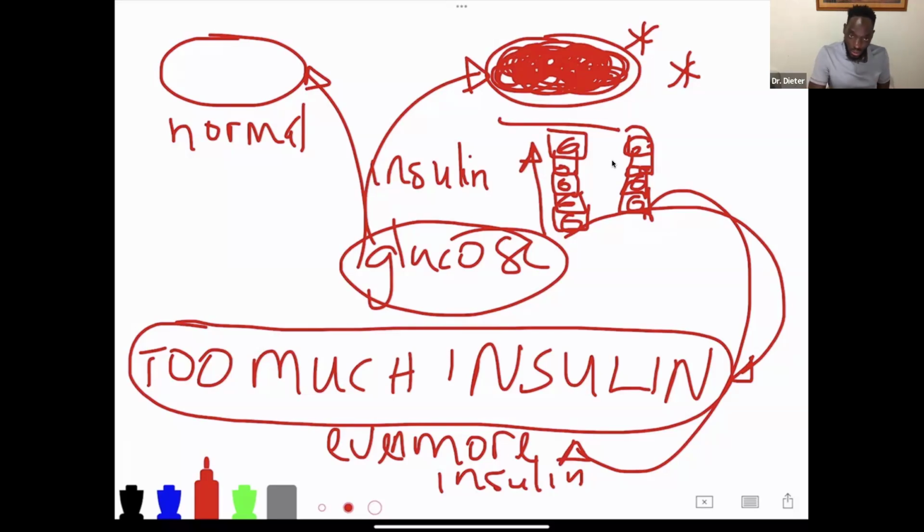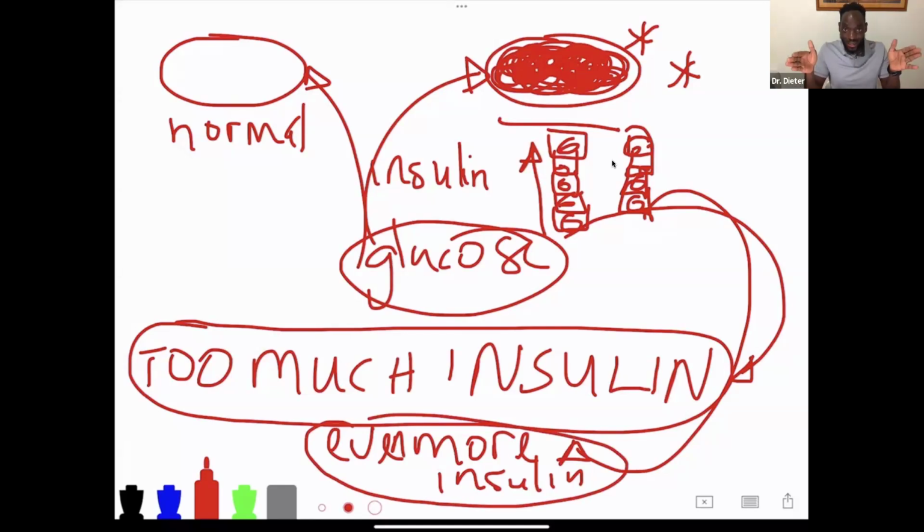You translate that to the cell. When insulin becomes even higher, the cell loses even more respect for insulin. When the cell loses even more respect for insulin, instead of the cell having its doors like this initially, the cell had its doors like this.